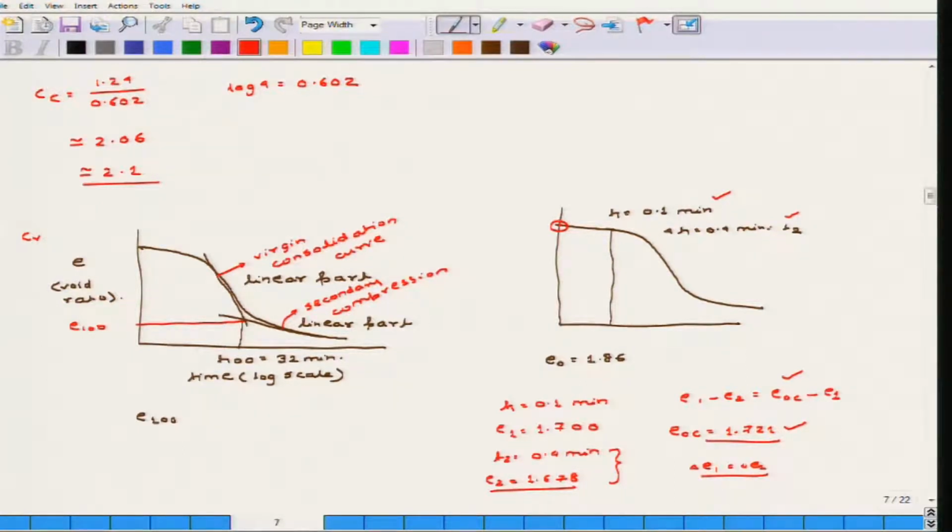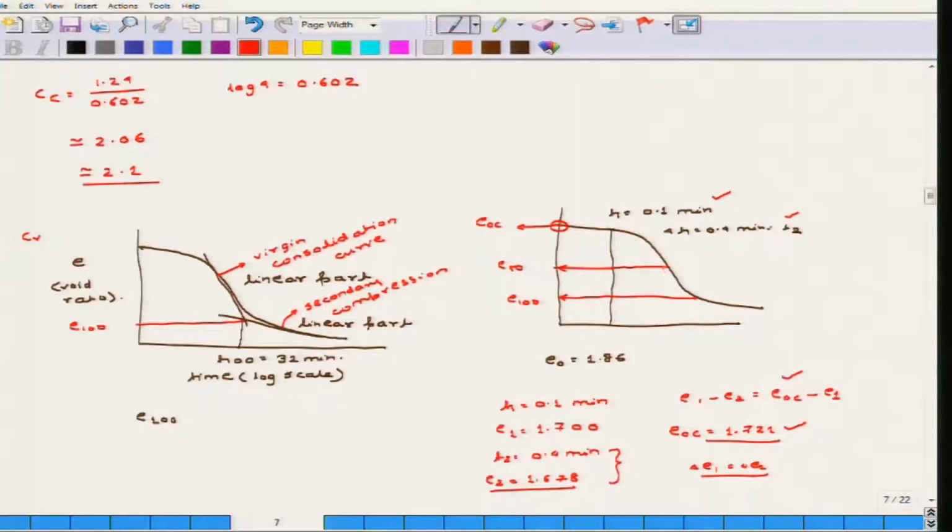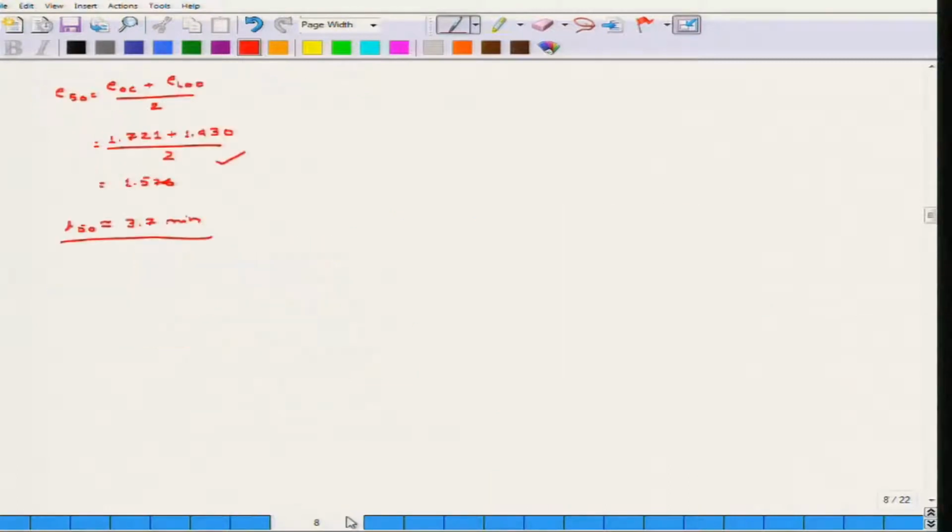Now, we know what E is at the start of the test. We know what it is at 100% of consolidation, because T100 corresponds to 100% of consolidation. So, we know E100 here; this is EOC and this is E100. Once we know EOC and E100, E50 will be between them, so it will be half of EOC plus E100, that is, divided by 2. Corresponding to E50 we find the value of T50. This is how you find the coefficient of consolidation CV with T50 in a different procedure, not considering the T90 part, or this is a T100 type of scale.